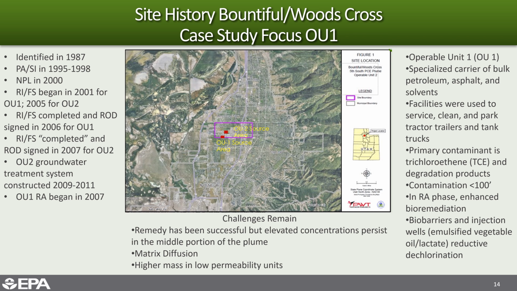Now the site has some challenges that remain. Overall, the remedy's been very successful at removing concentrations of TCE and breakdown products in the aquifer, but there are some challenges in the middle portion of the plume and the source zone where there seems to be issues with matrix diffusion and finding higher mass located in low permeability units, creating a potential back diffusion and diffusion rate limited dissolution of that material coming back into the transport zones.